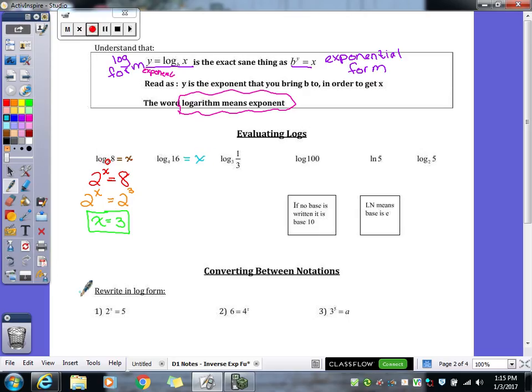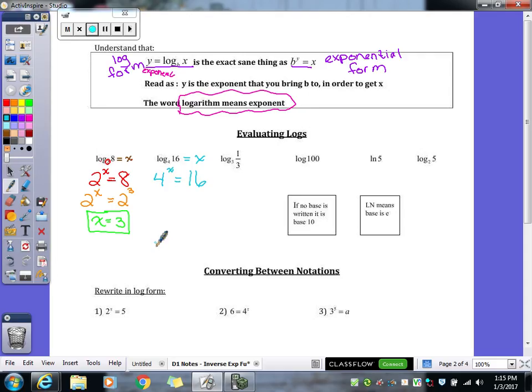So our next one, I'm going to first set it equal to x because I need my variable. So now I'm going to take it out of log form. What's our base? 4. Our exponent is the x. It always equals your exponent. And then our answer is 16. So 4 to the x equals 16.